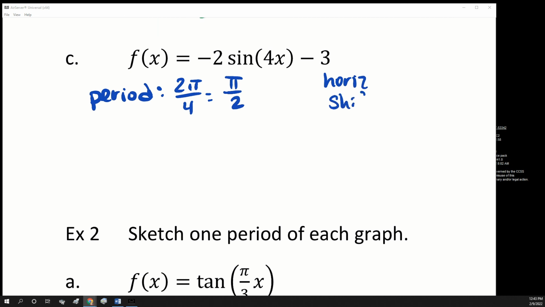Does this one have a horizontal shift? No. How do you know? There's nothing added or subtracted. Exactly. There's nothing added or subtracted inside parentheses. There is no horizontal shift. All right, what about the midline? Yes. All right, you guys try D on your own, please.